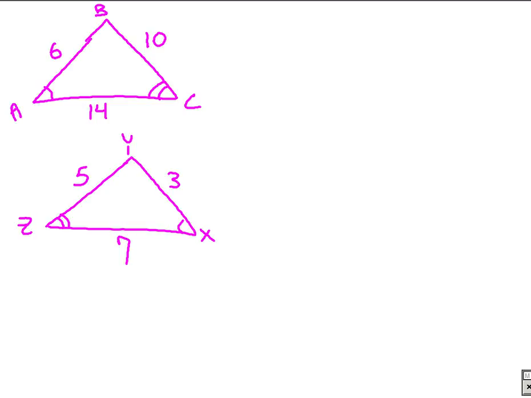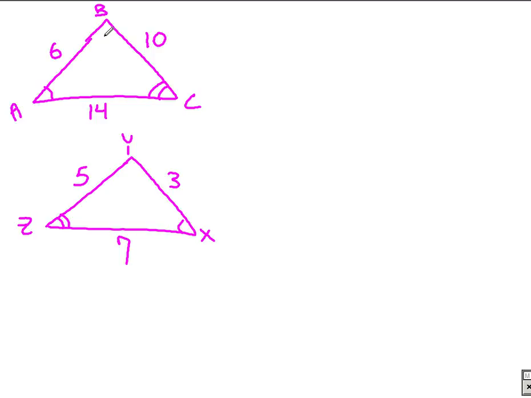First, the question is, do I have 3 pairs of congruent angles? Well, I have 2 marked, my X and A, my C and Z. However, what about the third angle? Well, third angle theorem tells us if I have 2 of the angles, then I must have a third. So I have my 3 angles, that's good.